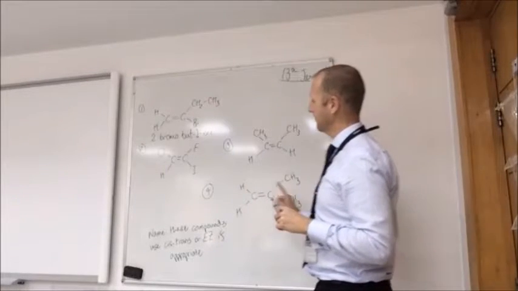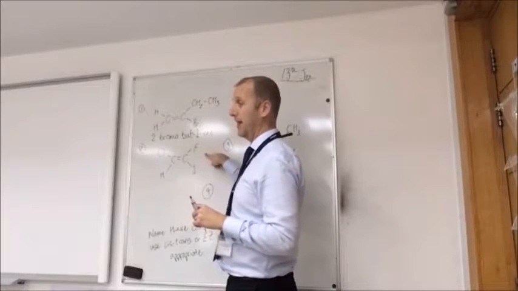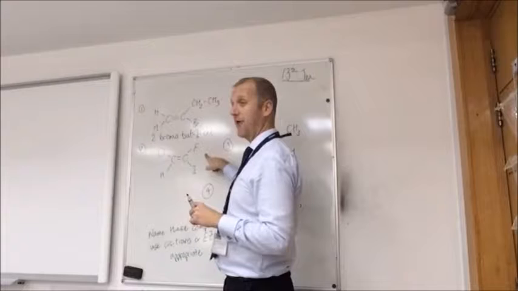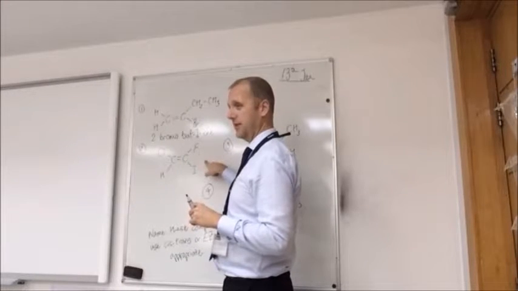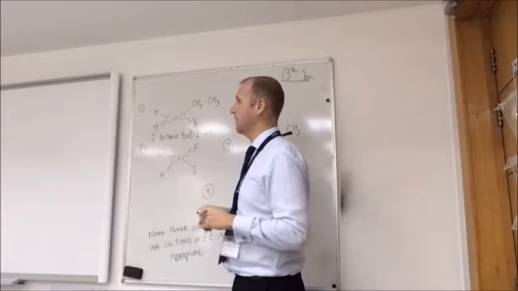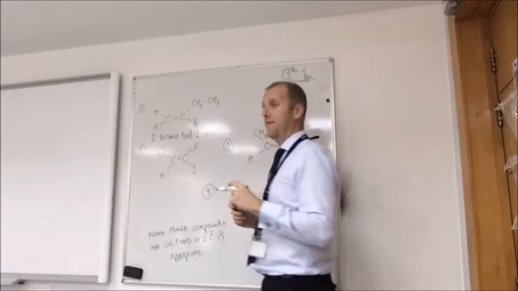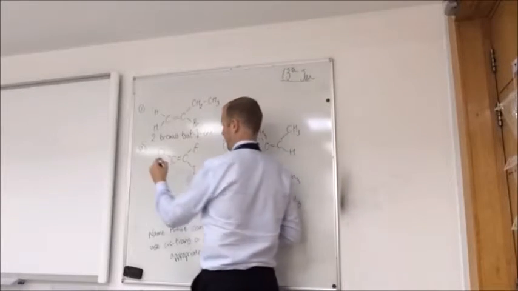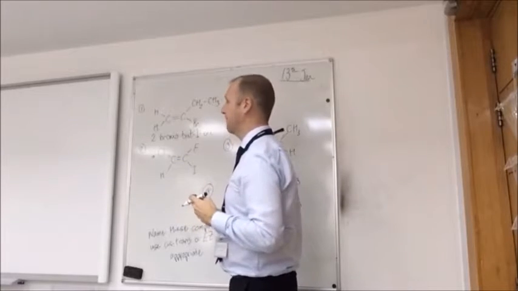Now, this one we said was EZ. So maybe even before we give it a name, let's just work out the priorities of each side. It was the atomic numbers, wasn't it, that we needed? So what's the atomic number for chlorine? No, not 35. 17, thank you. Atomic number, not atomic mass. So that's 17 for chlorine.